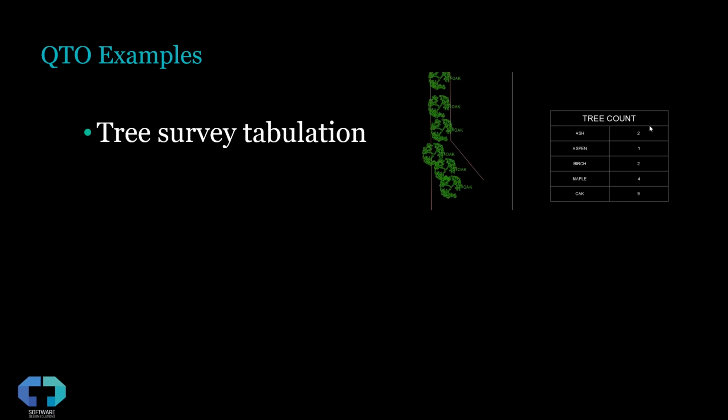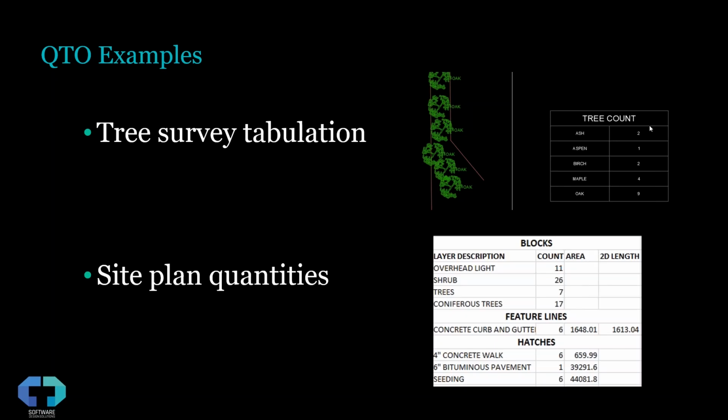So I'm going to start with a simpler one, which is just a tree survey tabulation. I've got a survey, a whole bunch of points, and the species of the tree was noted in the survey, and I just need to tabulate that stuff, right? Fairly straightforward. And then something a little more complicated, site plan quantities, where we've got all sorts of things.